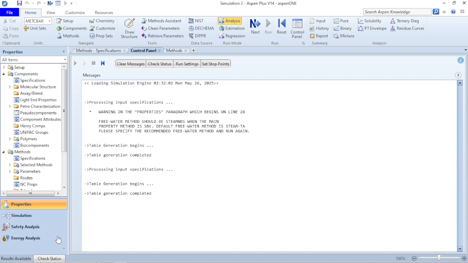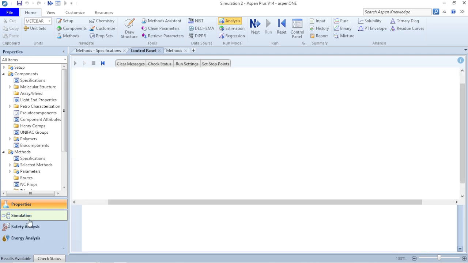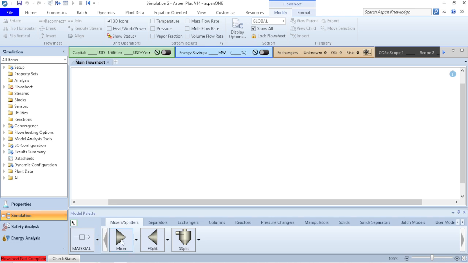All right, so you can see that the warning sign is gone and then we have results available. So let's go down to our simulation. From here we add the mixer into it because that's the first thing, and then we add our feed, which is the first one, and the second feed, which is for the solvent, and we have the product coming out, which is the solution.